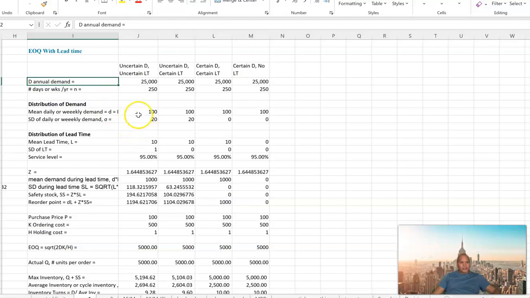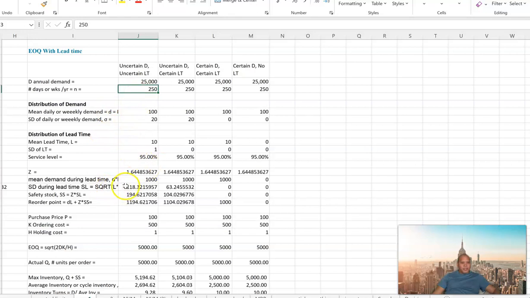As usual, we can assume that the holding cost, ordering cost, and purchase price are given, and we also have the distribution of the demand and the distribution of the lead time. Here, our demand has a mean of 100 units per day, standard deviation of 20 units per day, and the lead time is 10 days, with a standard deviation of lead time of 1 day. And you want a service level of 95%.